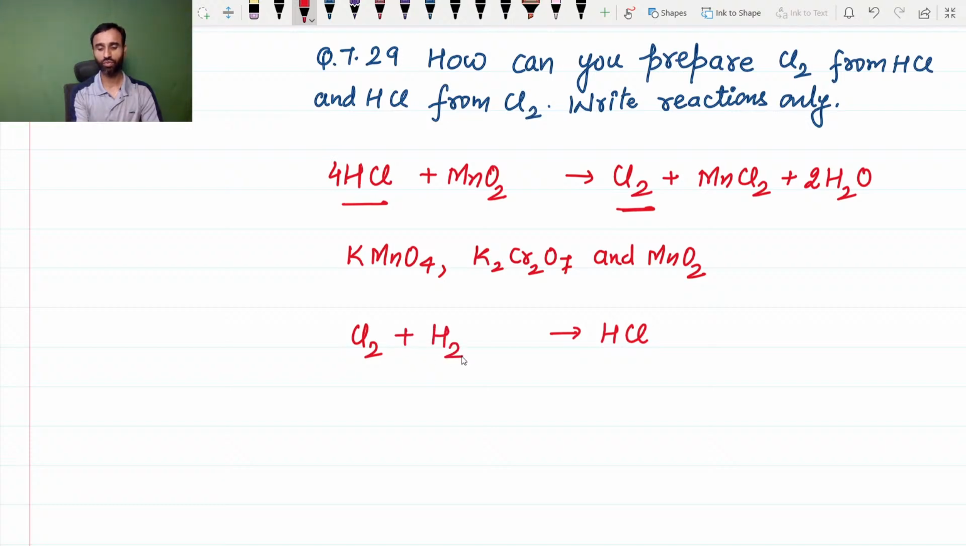Cl2 when reacted with hydrogen in the presence of sunlight, or we can say diffuse sunlight, gives 2HCl. So this is a very simple reaction. In this way we can prepare Cl2 from HCl or HCl from Cl2.